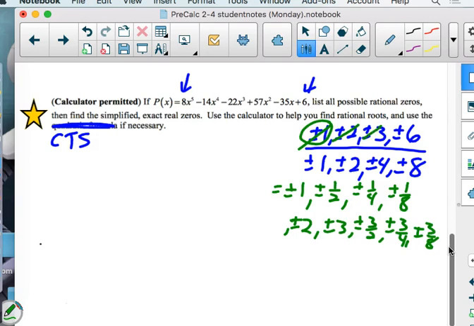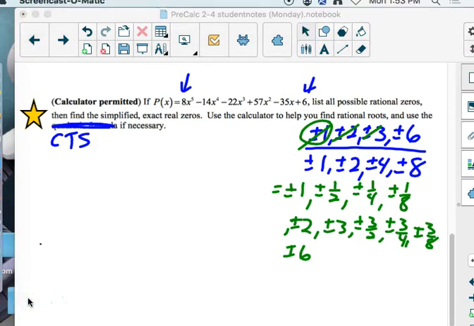And now we're done with the 3. Go back with the 6. Plus or minus 6 over 2 would be 3, and that's already on our list. Plus or minus 6 over 4 would reduce to 3/2. That's on our list. Plus or minus 6/4 would reduce to 3/4, and that's already on our list. So those are all of our possible rational zeros.